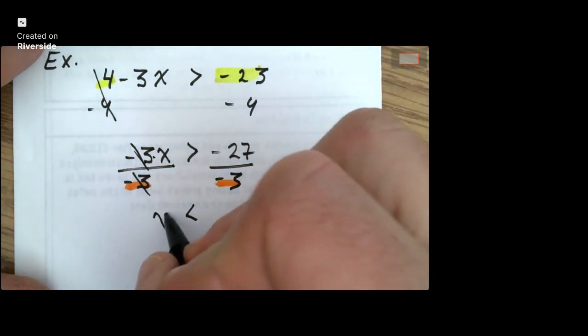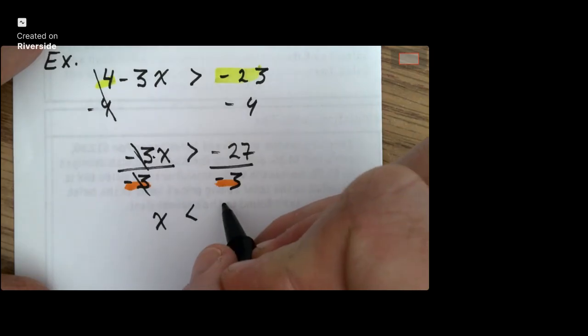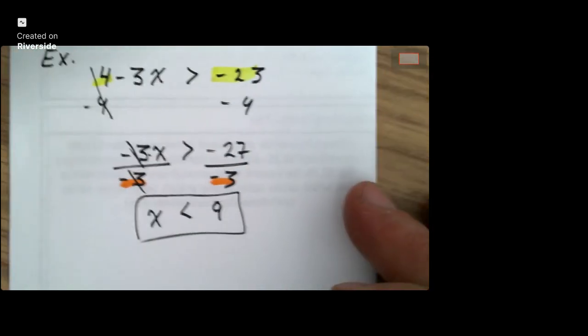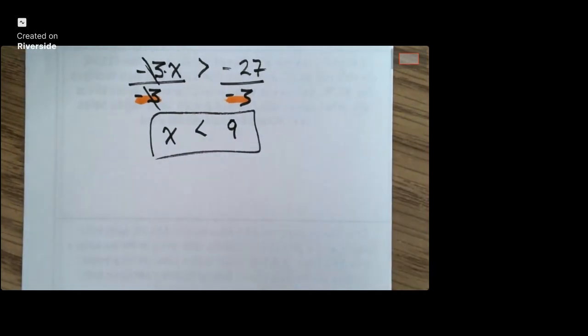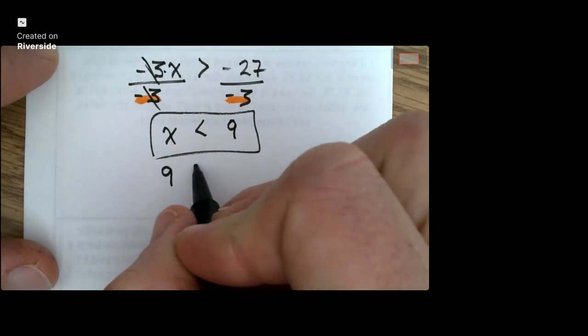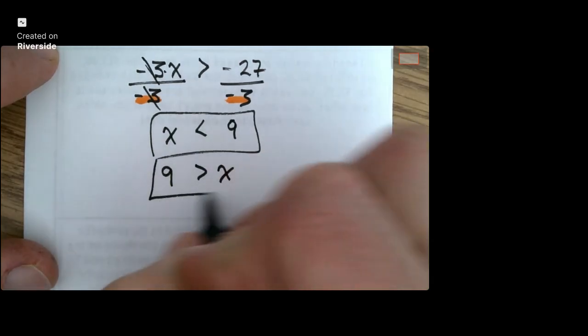Negative 3's cancel, leaves us with x by itself on the left. And on the right, we got negative 27 divided by negative 3, which is going to give us a positive 9, and there's our solution. Very good. And just for the heck of it, we have an equivalent solution, right? If we take that and flip it, this would also be the same as 9 is greater than x.